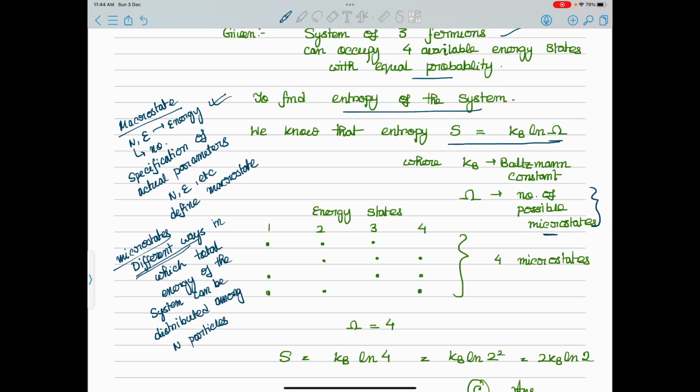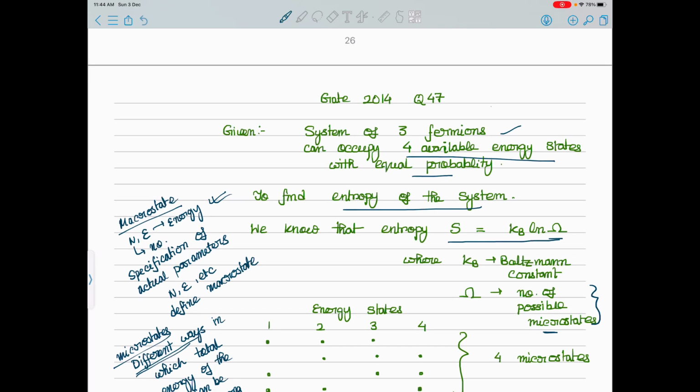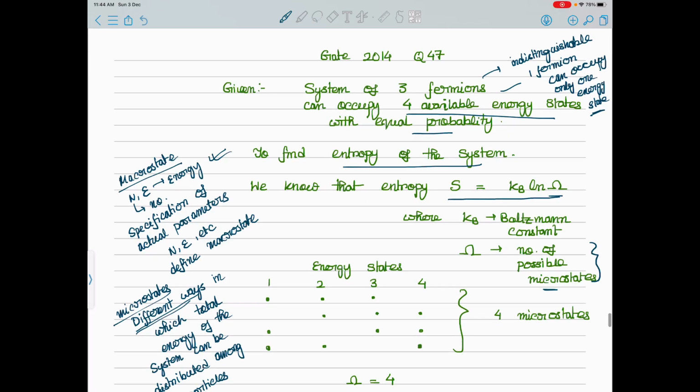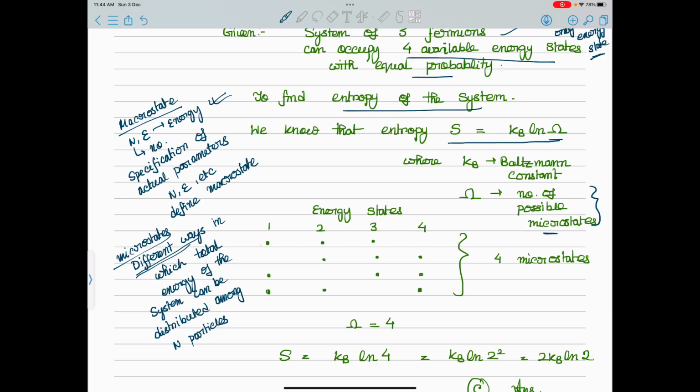So these are the energy states which are mentioned here, 1, 2, 3, 4. There are 4 available energy states which are mentioned in the question. Remember, we also have to remember that these are fermions. These are also indistinguishable. At the same time, one fermion can occupy only one energy state. This is a characteristic feature of these fermions. So one particle can occupy only one energy level.